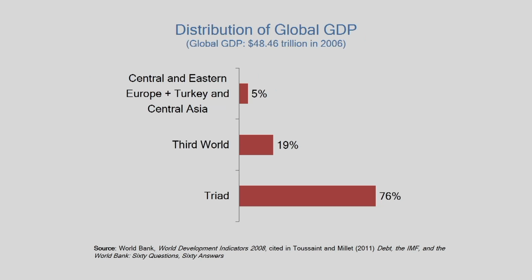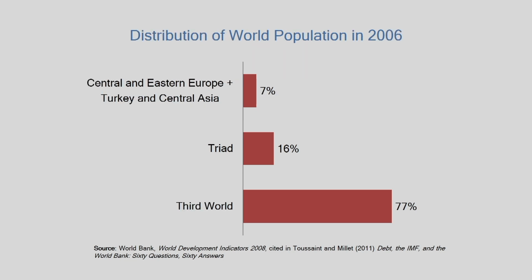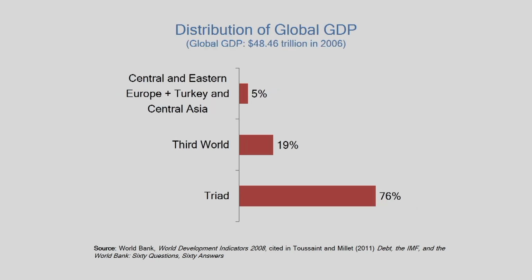If you look at the distribution of global GDP, and this is GDP in $1 trillion in 2006, brought out by the WDI in 2008, the share of the triad or the global north in global GDP was about 76%, the third world 19%, and Central and Eastern Europe, Turkey and Central Asia about 5%. Note the difference in these graphs. While the world population largely resides in the third world, incomes are largely concentrated in the global north or the triad.